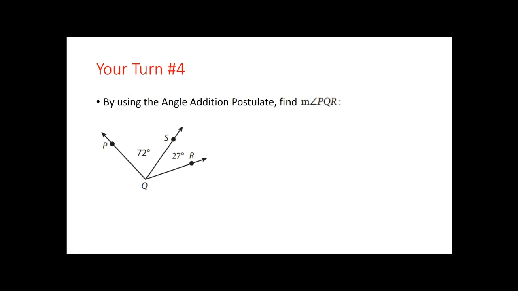So your turn number 4. By using the angle addition postulate, I want you to find angle PQR. We're still working with the same letters. The only difference is we have to find the whole thing. So use the angle addition postulate and you'll get your answer. I think you can do it in your head if you just know the postulate.